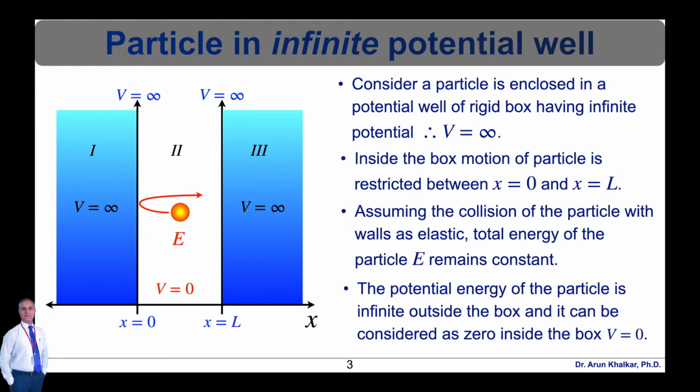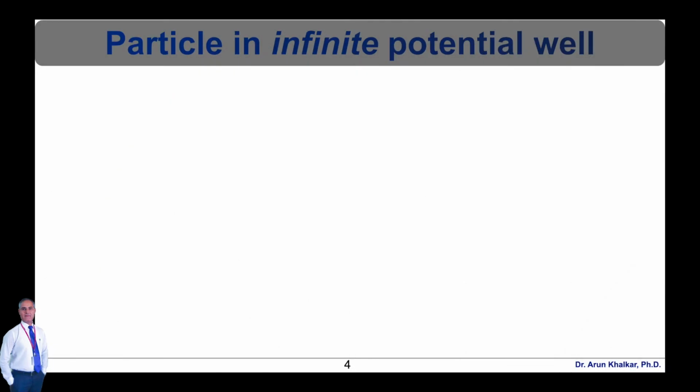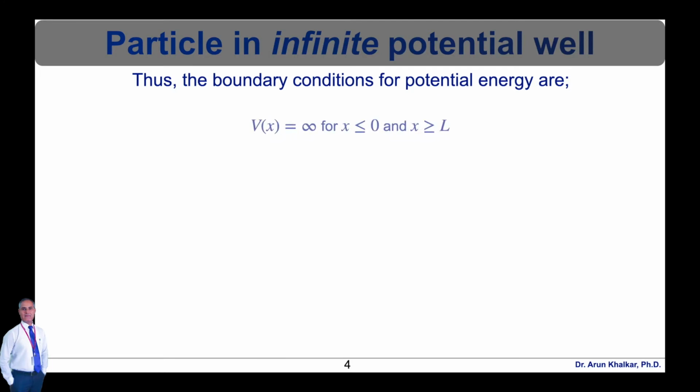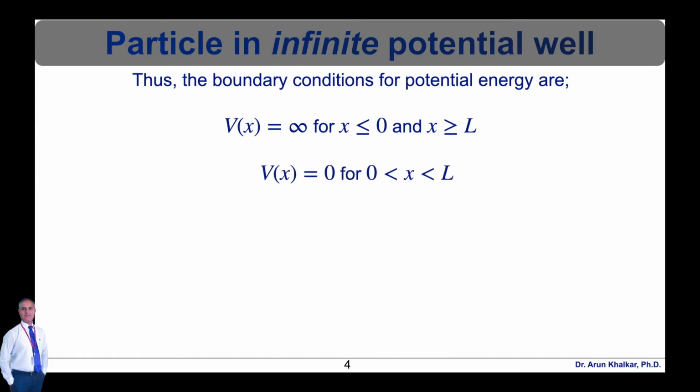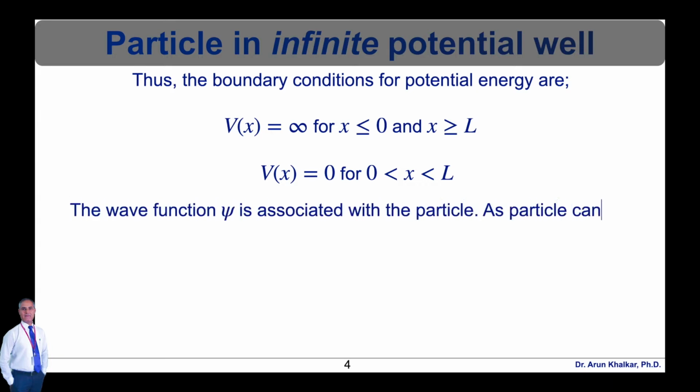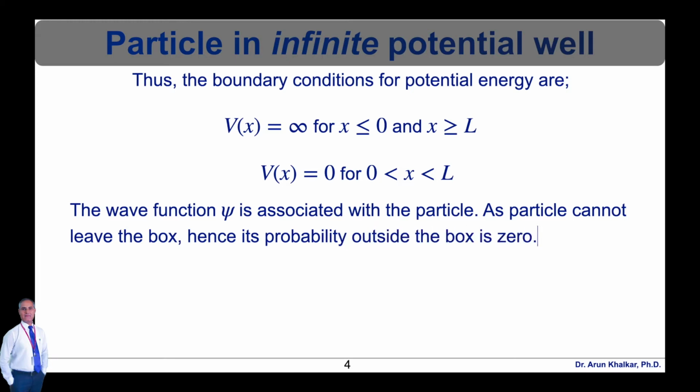So the potential energy of the particle is infinite outside the box and it can be considered as 0 inside the box, that is V equal to 0, which is region 2 as shown in the diagram. Thus, the boundary conditions of potential energy are V of x equal to infinity for x less than or equal to 0 and x greater than or equal to capital L. Second condition is V of x equal to 0 for 0 less than x less than capital L. The wave function psi is associated with the particle.